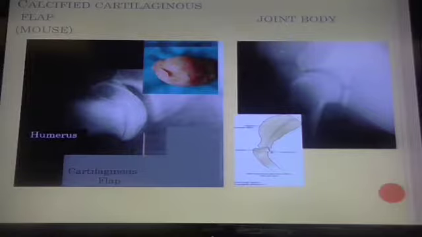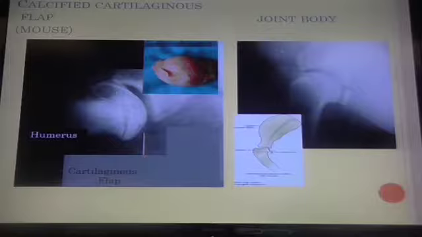So what happens in a case of a joint body is that you have a piece of cartilage that breaks off because it's desiccated, falls into the joint, the cul-de-sac, and then there's synovium there, right? The synovium nourishes it, and then it calcifies. And now you see it as a joint body.